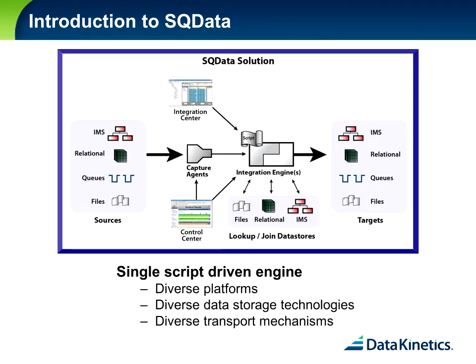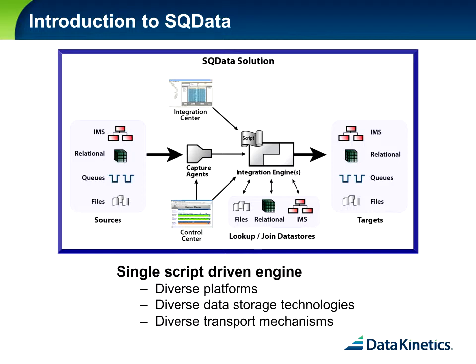So, a quick introduction to SQData. There are several components that make up the SQData solution. There are capture agents. These capture agents are co-resident with the sources, and it doesn't really matter what the sources are. They can be IMS, any relational database. They can be queues. They can be files. Just anything that actually has some kind of record structure, so that an index can be identified. So the capture agents capture either the data in the case of migration or the change data in the case of change data capture, and they pass this on to an integration engine.